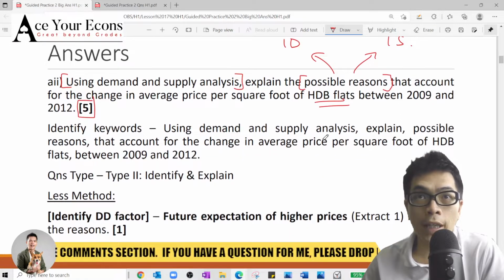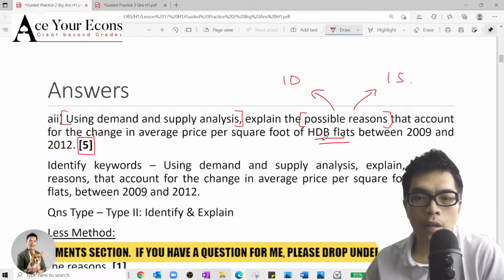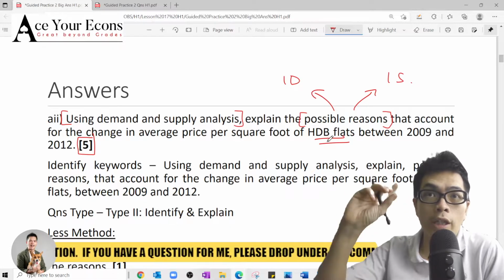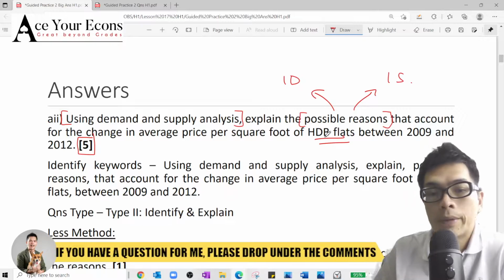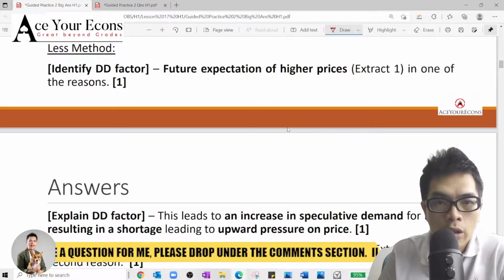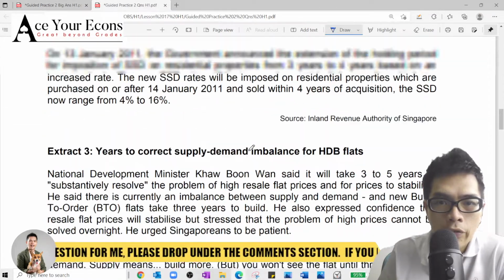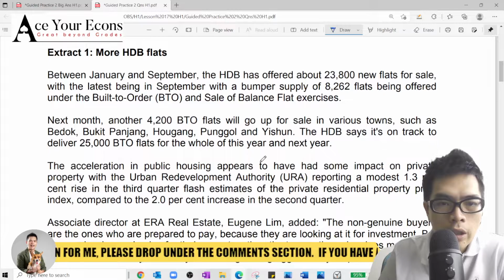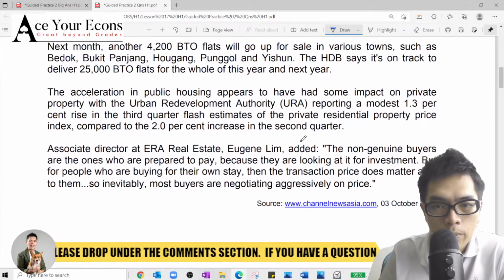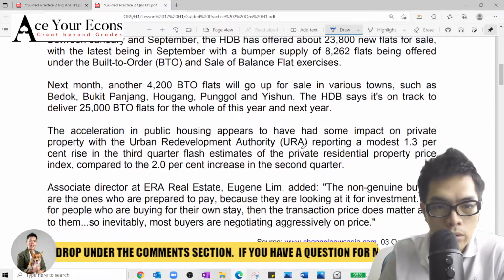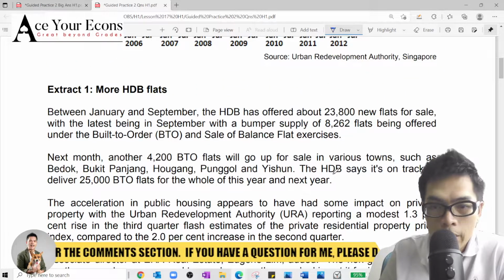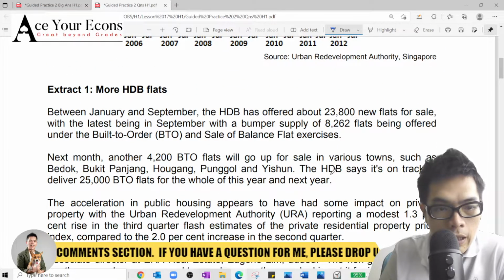So you need to state an opposing factor on both demand and supply in order to justify that the price increment is lower. For the first demand factor, you can put higher expectation of future price. My expectation is slightly different from what was covered earlier on. You can actually see in extract 1, or is it extract 1 or extract 2, it was mentioned that prices are expected to stay high.